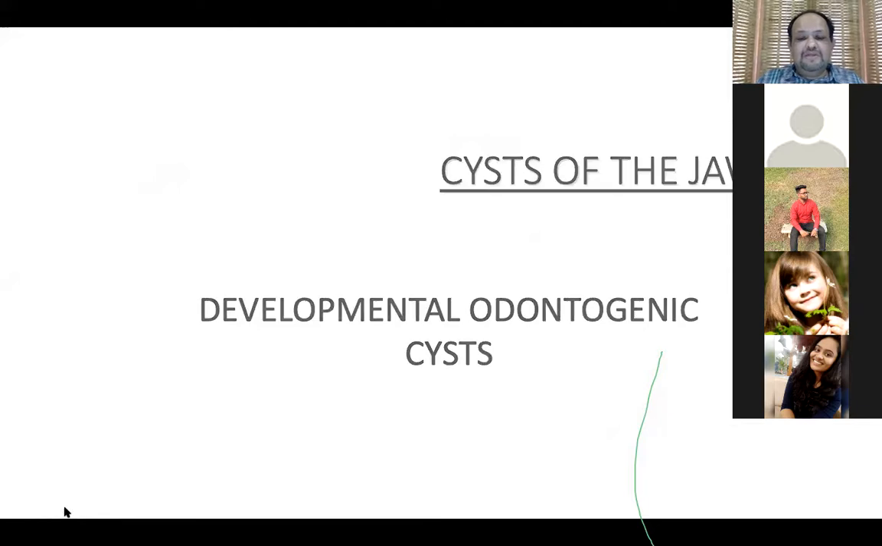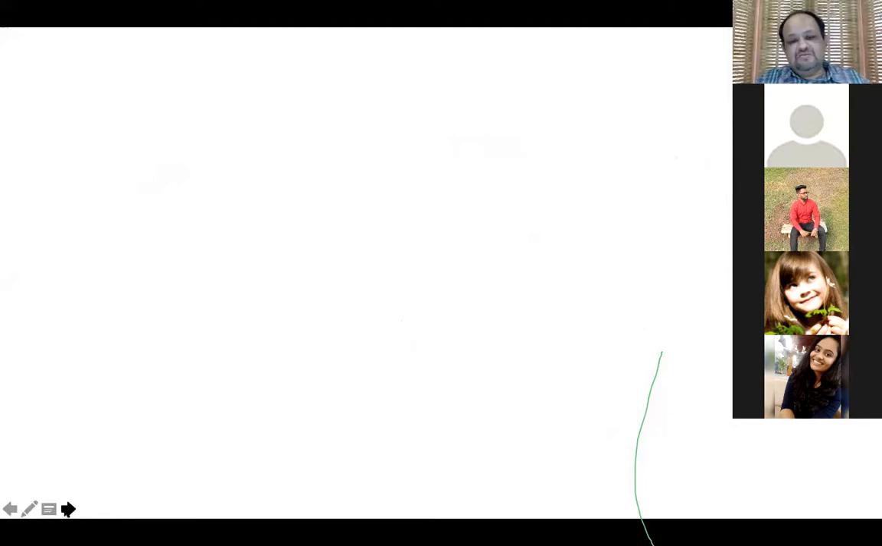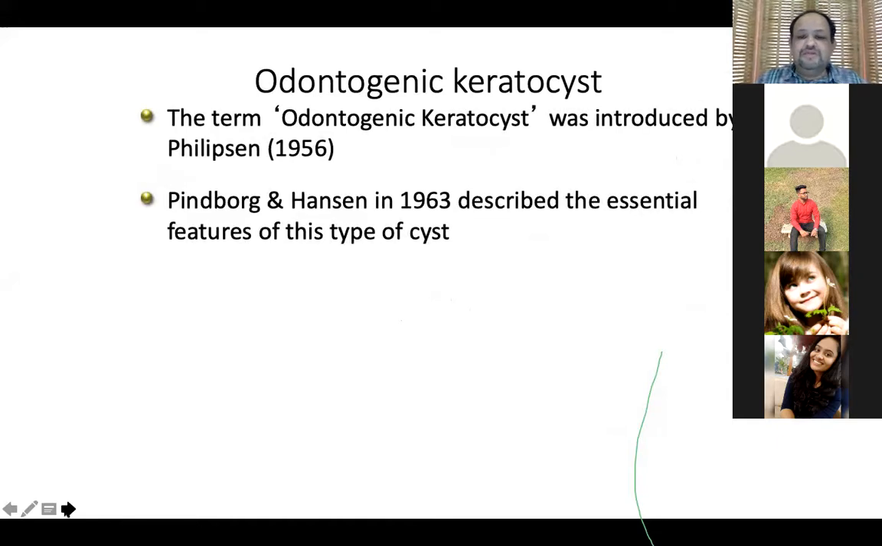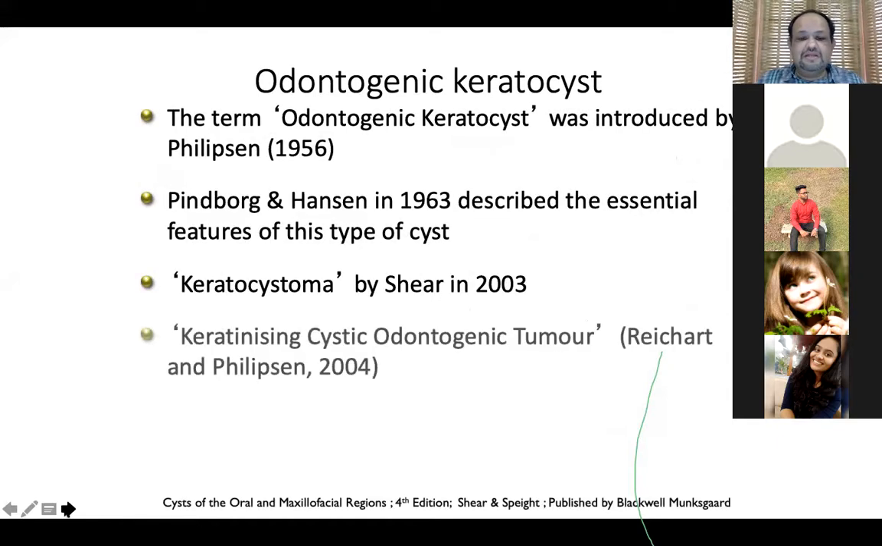Now, the developmental odontogenic cysts, we've talked about the treatment part. Now we'll just rush through it. OKC was introduced by Philipsen, right? And it has been renamed and re-renamed. So it went to KCOT, and now it has been classified again as odontogenic keratocyst, okay?